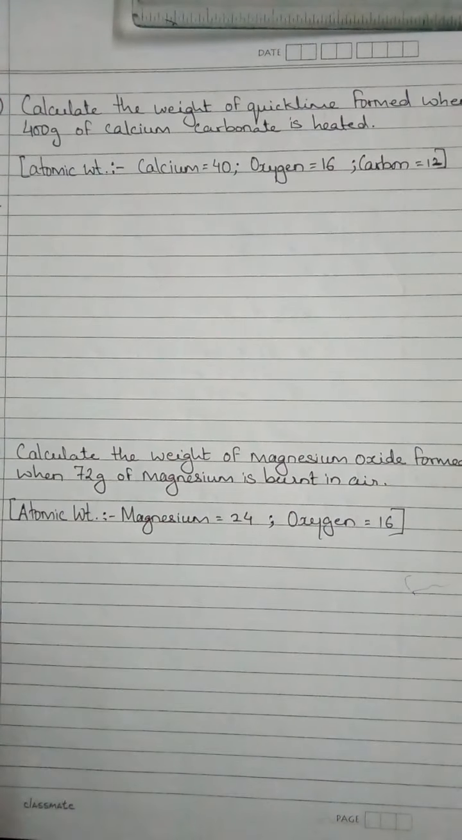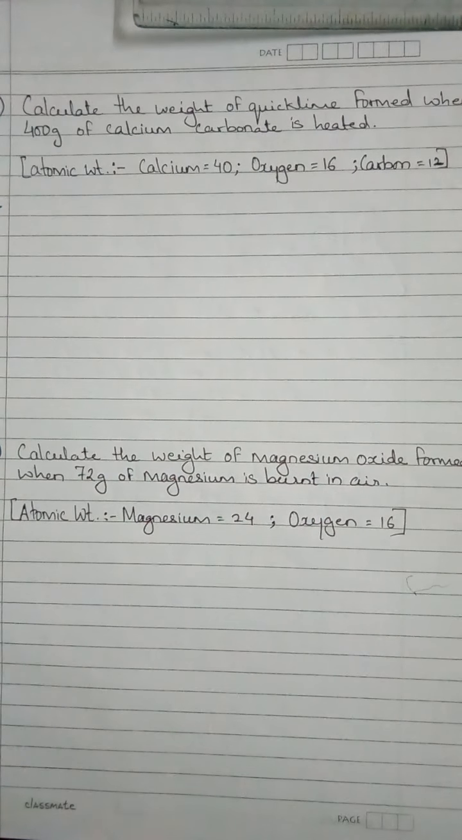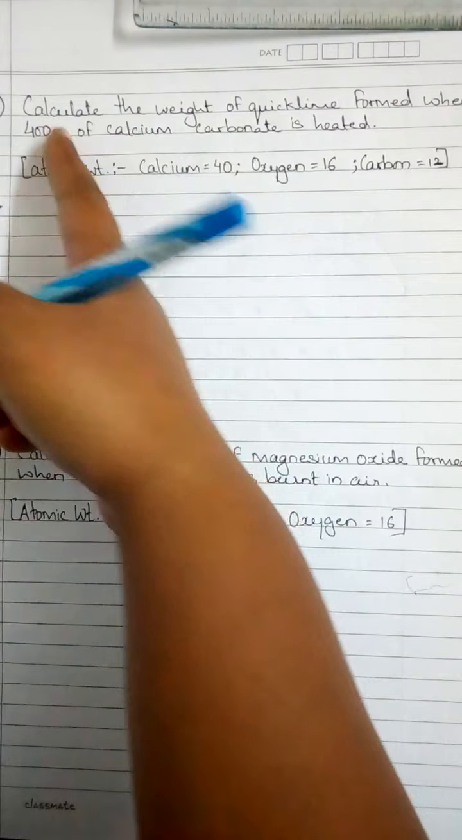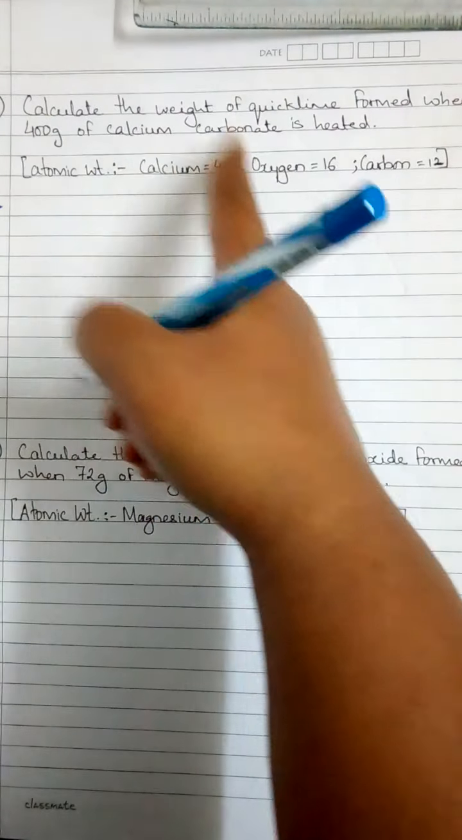Okay, the fifth question is asking us calculate the weight of quicklime formed when 400 gram of calcium carbonate is heated. Now here no mass of anything is given. They have given us the atomic weight, and on the basis of atomic weight we have to find whatever is asked. Okay, the calculation we have to do. Now here we'll write the equation first. They are saying calculate the weight of quicklime formed when this much of calcium carbonate is heated.